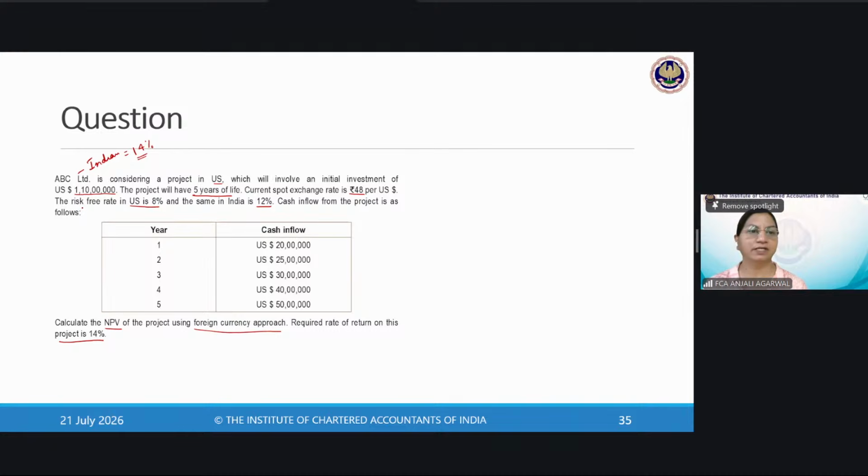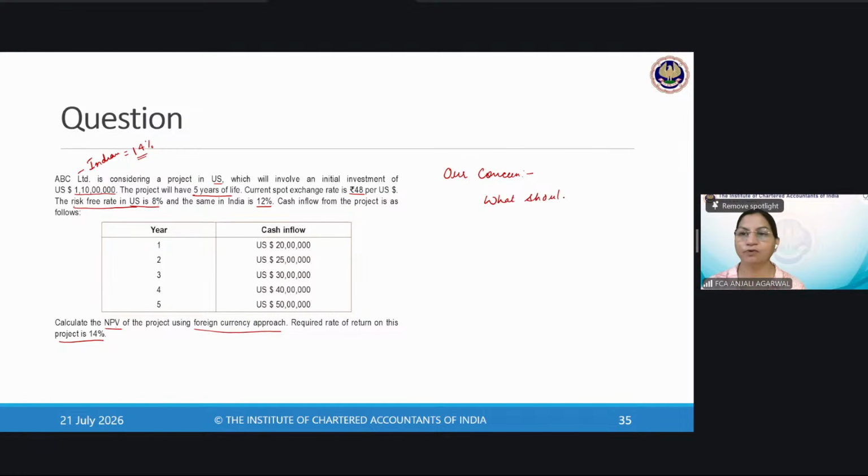However, the risk-free rate is given as 8% and 12%, but the NPV is to be calculated in foreign currency. So our first concern is, basis this, what should be the required return? So it's an easy question.